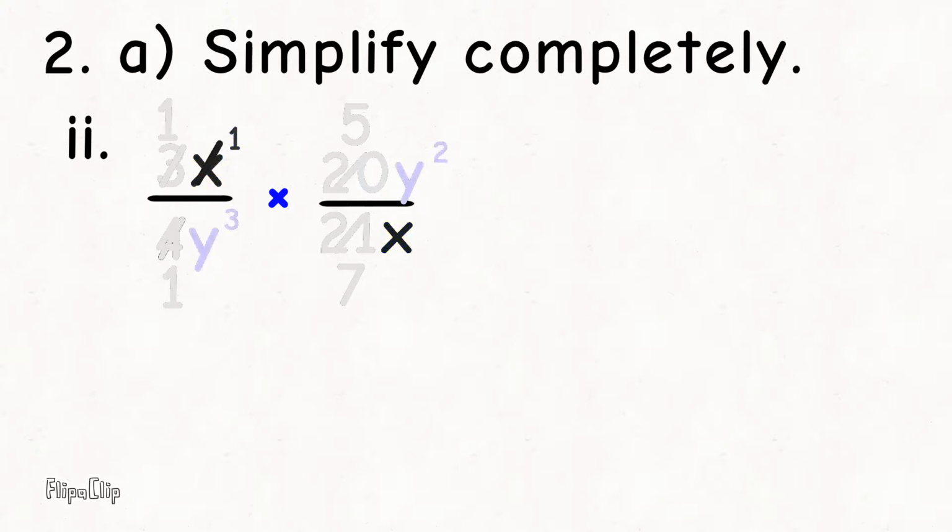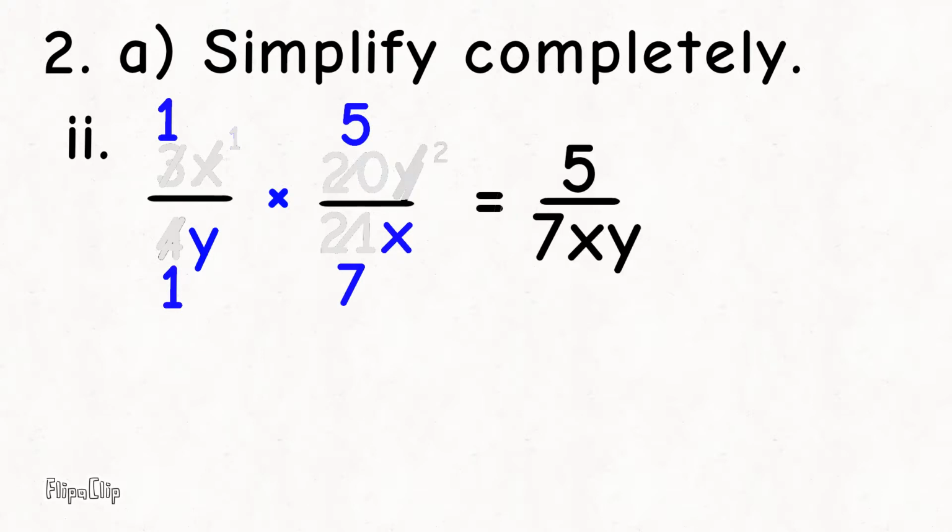So now let's look at the y's. Y squared has the lowest power, and so we cancel it. Then we subtract 2 from 3 to give y to the first power, which is y. Now we just multiply what's remaining to get 5 over 7xy.